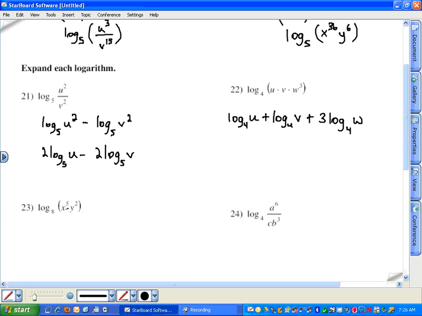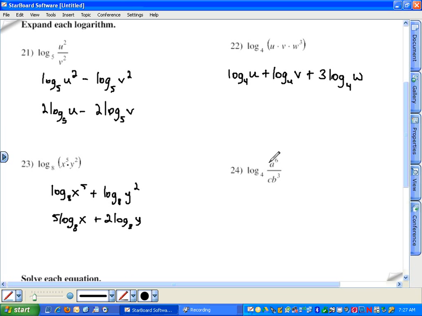Here, these again are forming a product. Product means multiply. So we're going to separate these. Now we're only going to have 2 logarithms because we only have 2 terms inside. Log base 8 x to the 5th plus log base 8 y squared. Now we end with the power property. The powers, the 5 and the 2, move down in front. So 5 times the log base 8 of x plus 2 times the log base 8 of y.